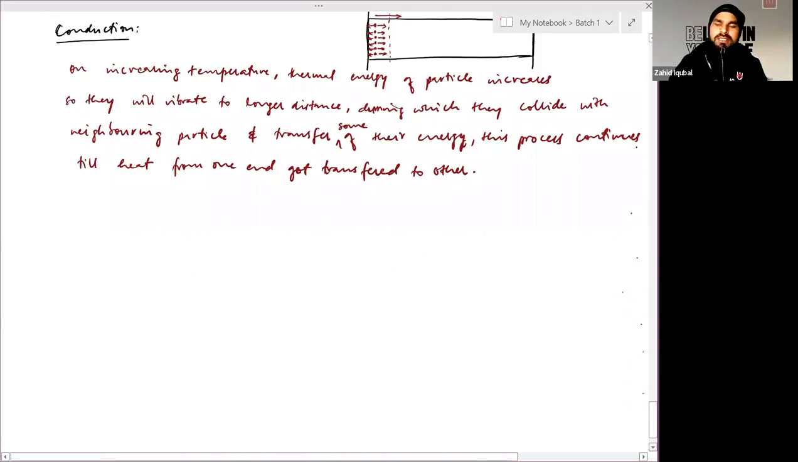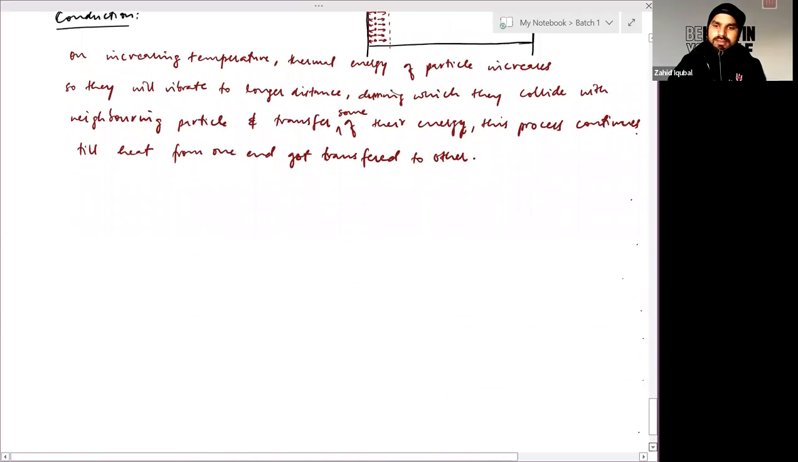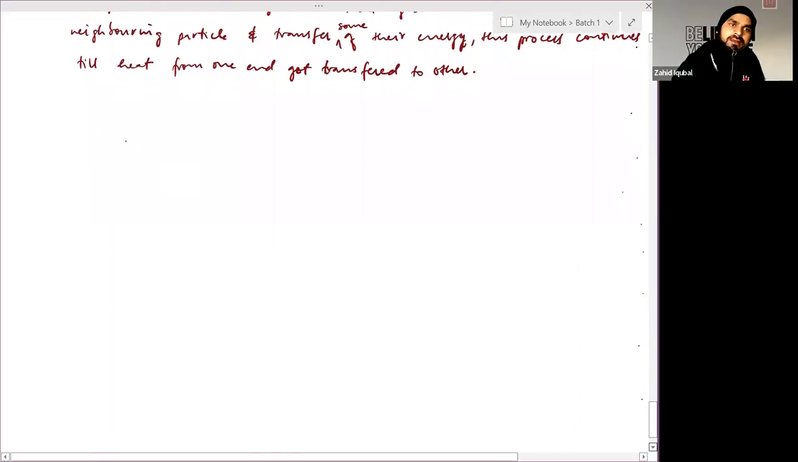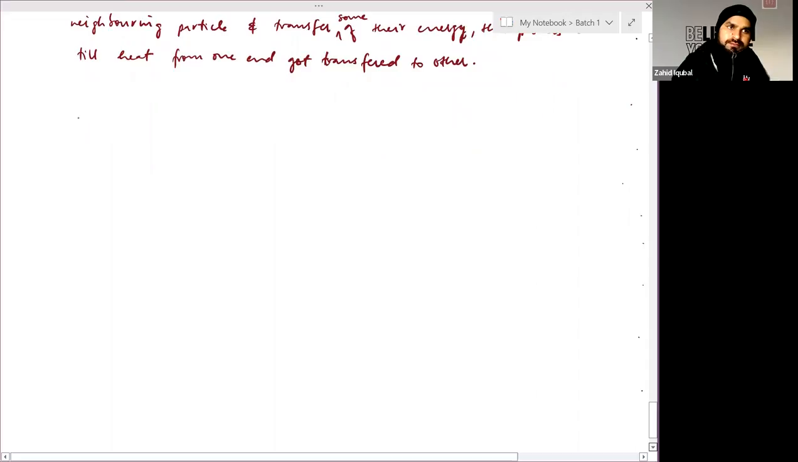Now, to define this conduction process, let me relate it with electricity, what you have done in class 10th. Electric current and heat conduction, or simply heat current.